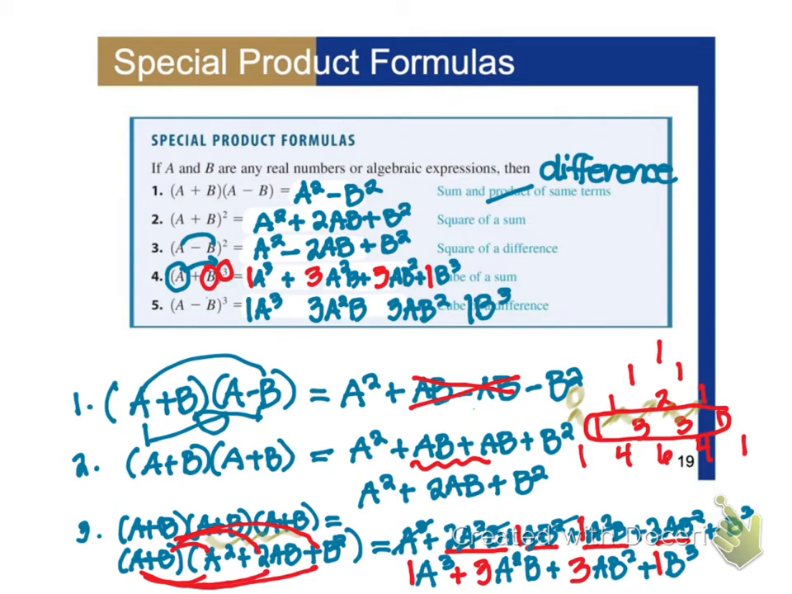But the difference here now is the signs will alternate: minus, plus, minus. So the minus and then plus and then a minus.